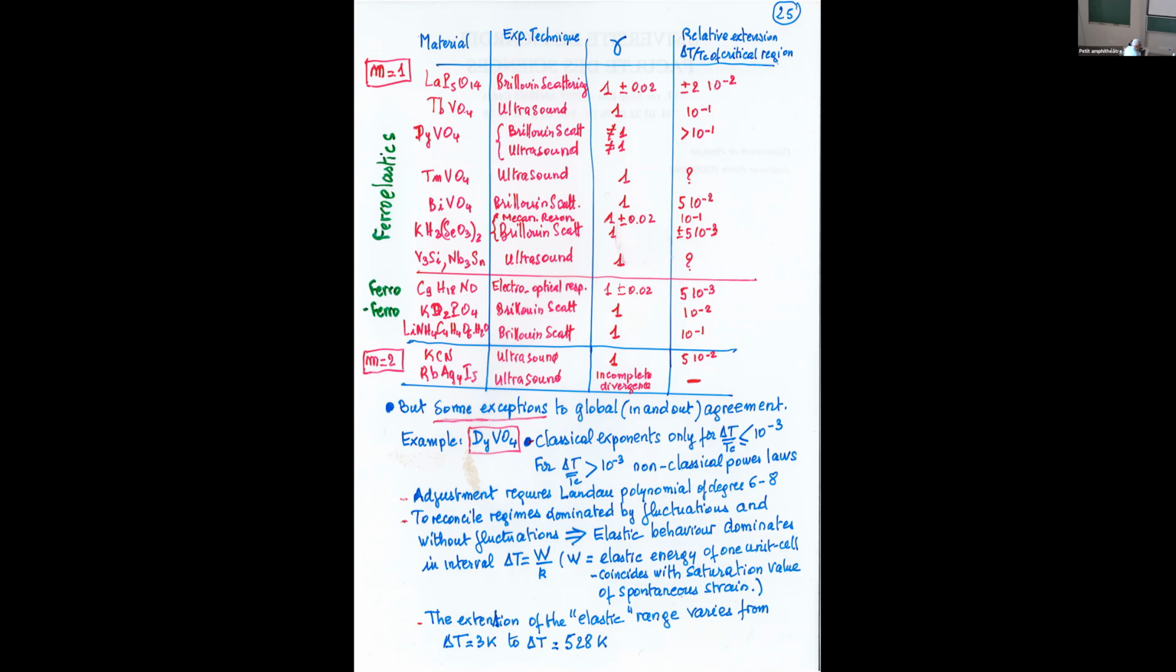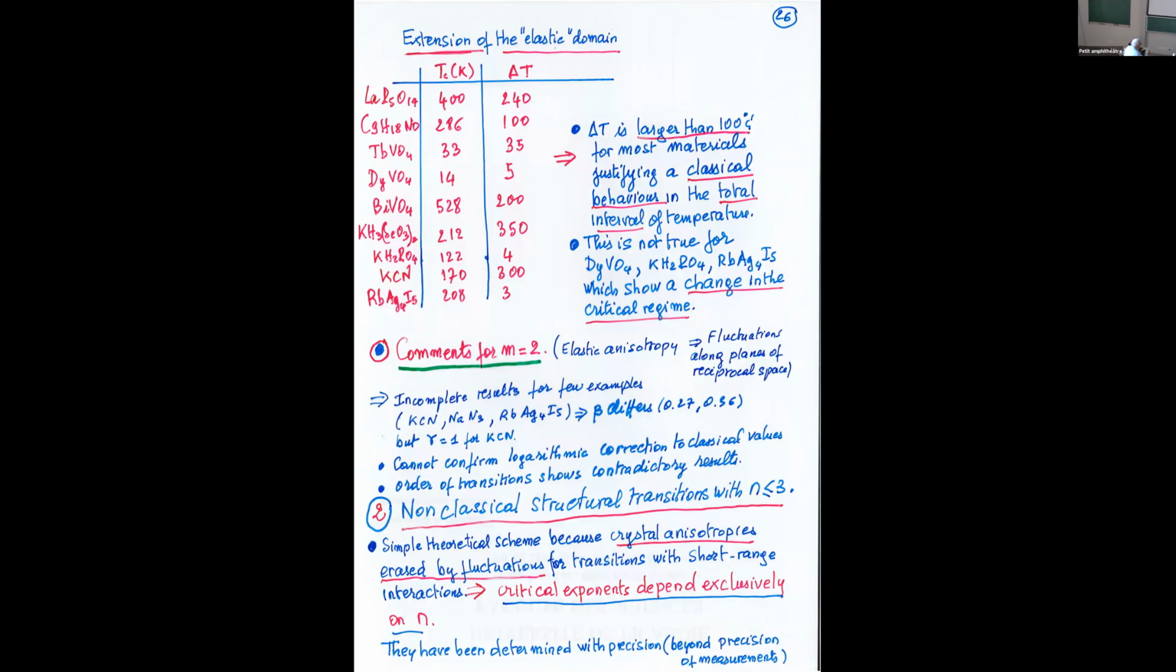And there is another slide to show that this is the extension of the elastic domain. It goes, as you see, from 3 degrees to almost 350 degrees. So it's larger than 100 degrees for most materials, justifying a classical behavior in the total interval of temperature. But this is not true, of course, always. There are 3 materials at least where there is a change in the critical regime.